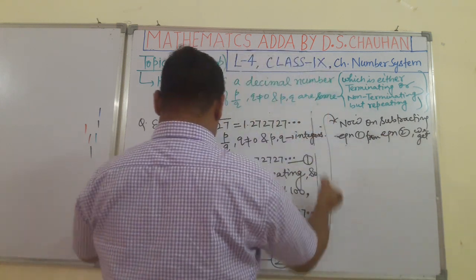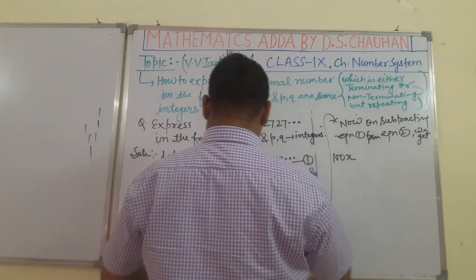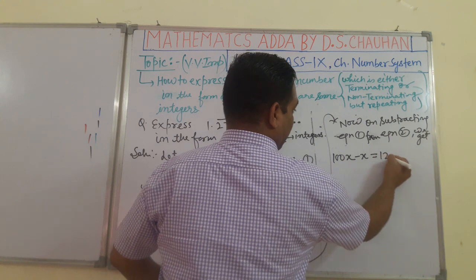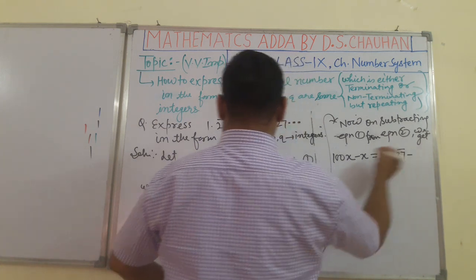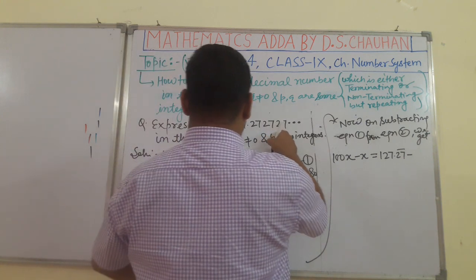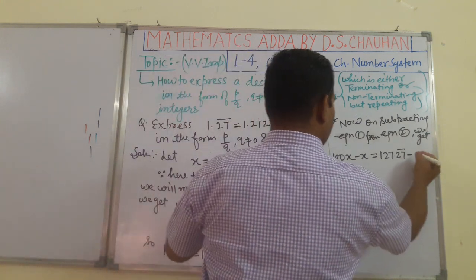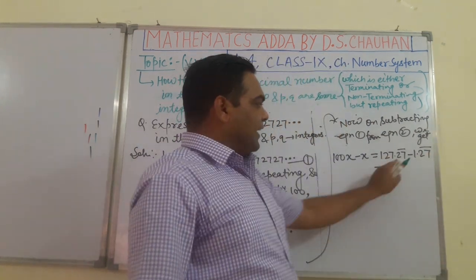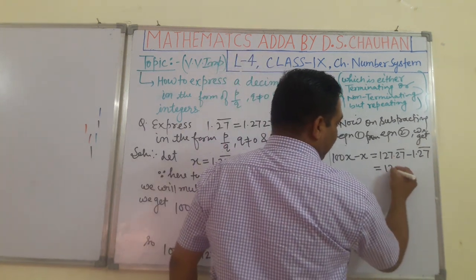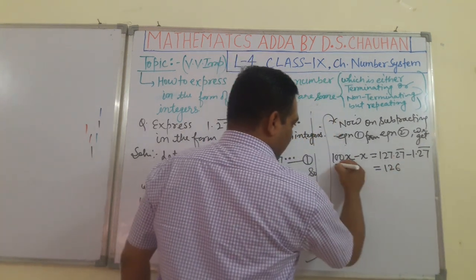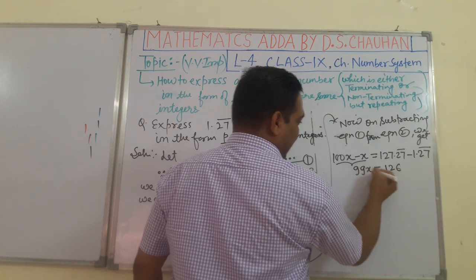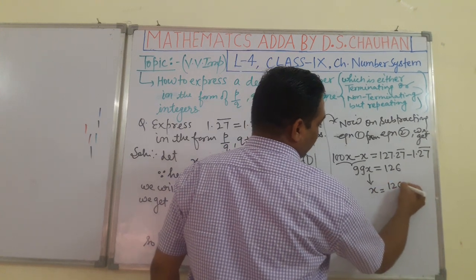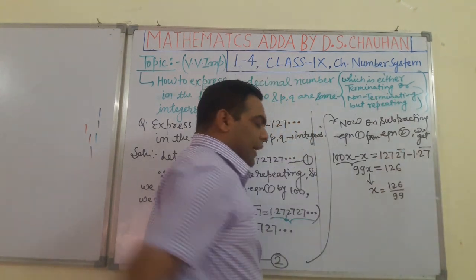So what you will get here? You will get 100x minus x, left to left and right to right, which is 127.27 bar minus the right side of equation 1, which is 1.27 bar. Now as a student you will subtract it, and easily you will get 126. And on the left you will get 99x. So from here x could be 126 upon 99.